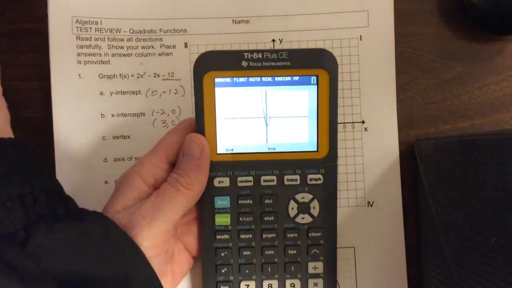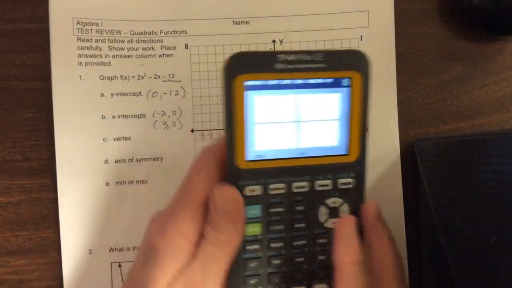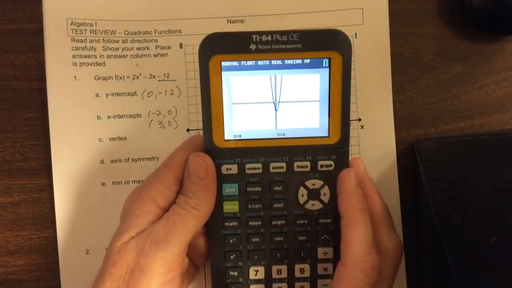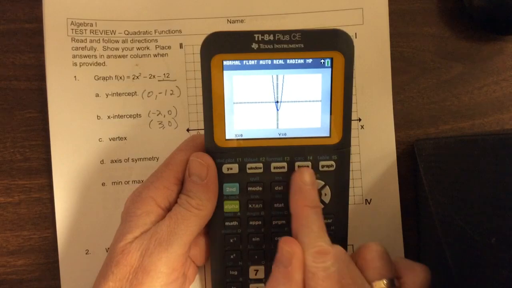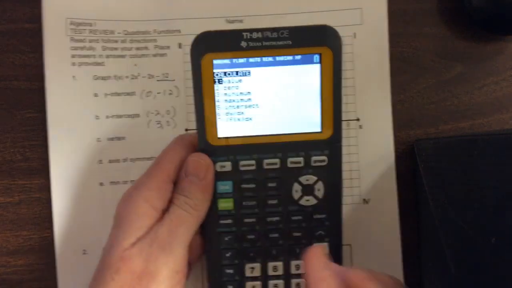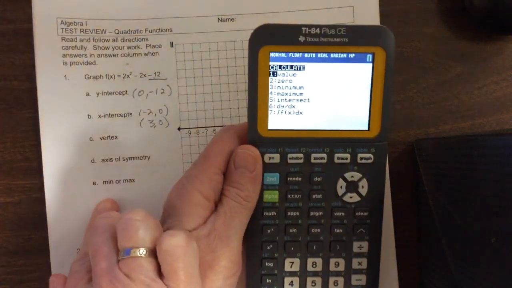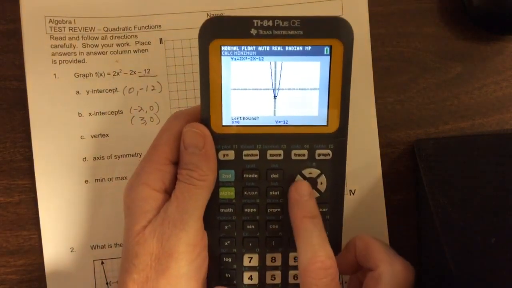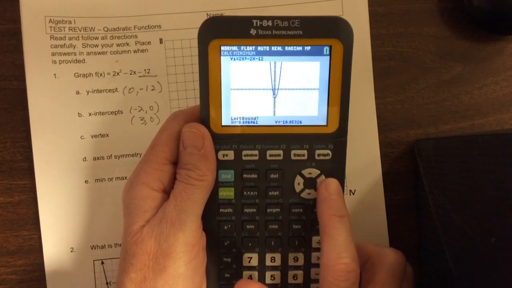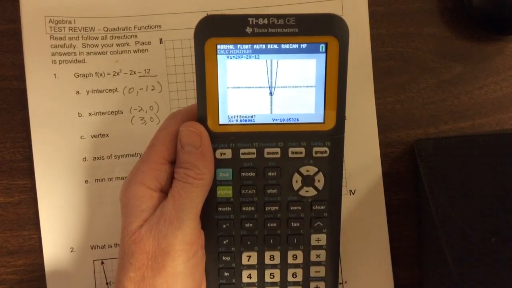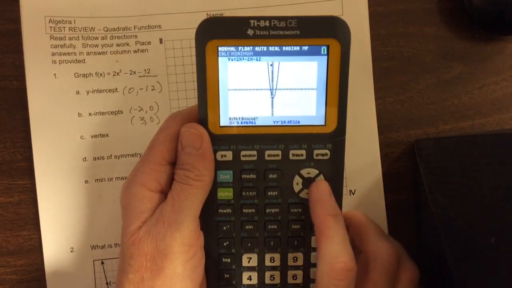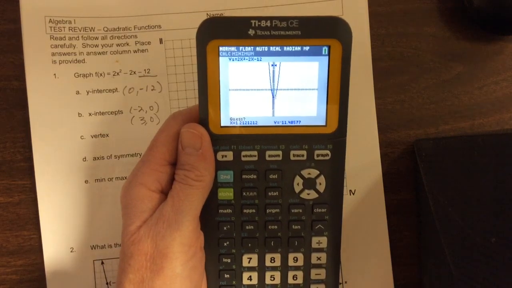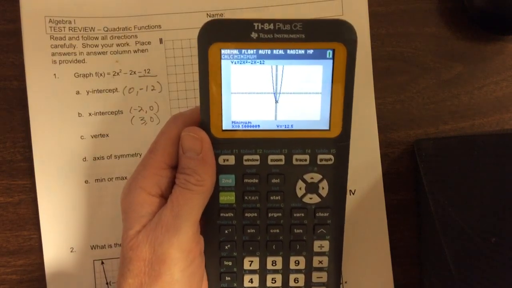So we're going to use the functions on the calculator, and we're going to figure out where the vertex is. So I'm going to hit second trace, and since this is opening up, I know it's going to be a minimum, so I'm going to hit minimum 3. And now I'm going to move the cursor. It's already at a good spot, so I'm going to hit enter for left bound. Then I'm going to curve it around here, and I'm going to hit enter for right bound, and then I'm going to hit enter for guess.